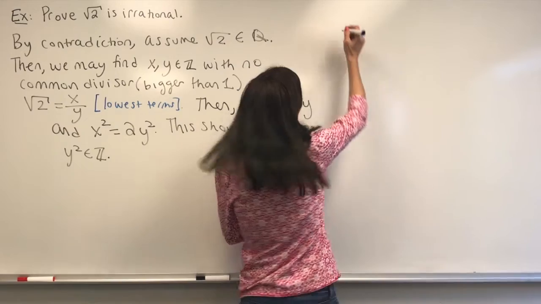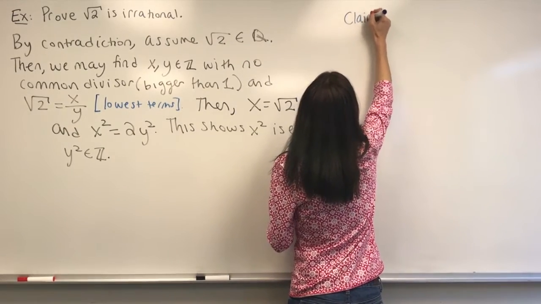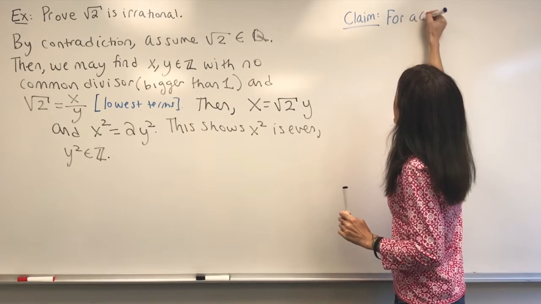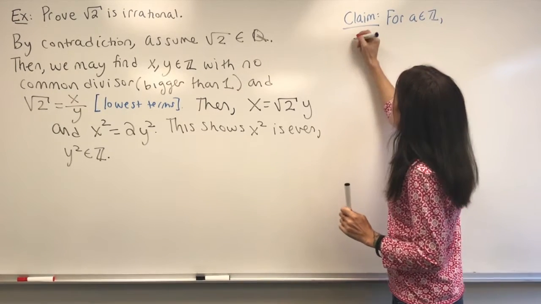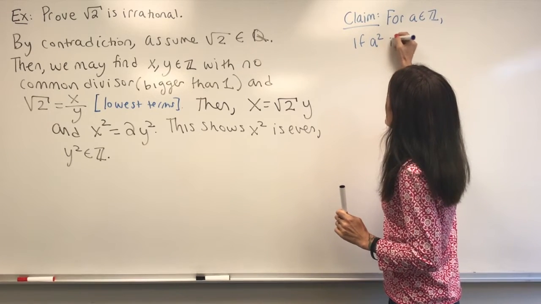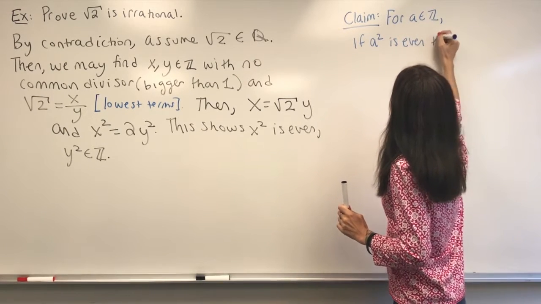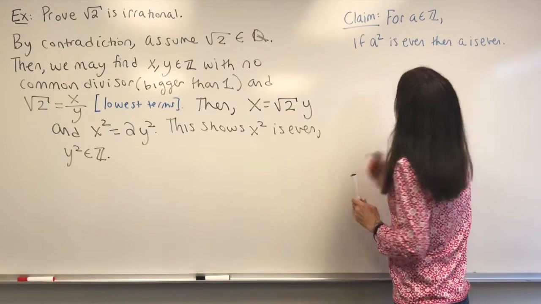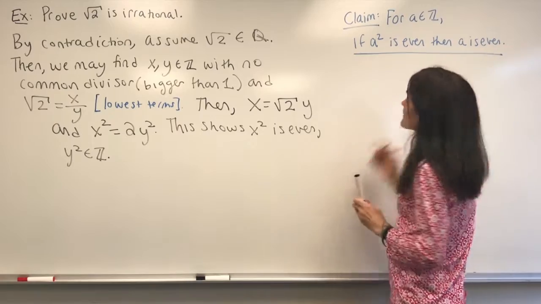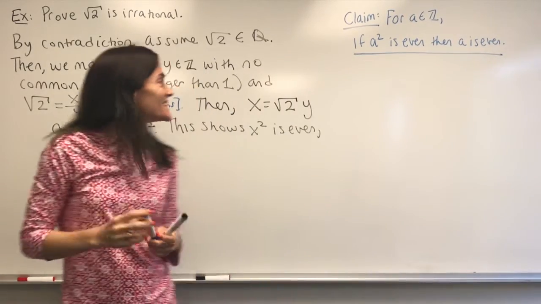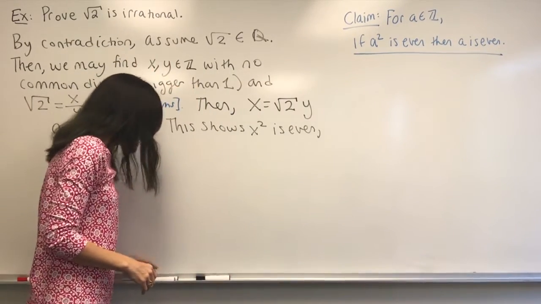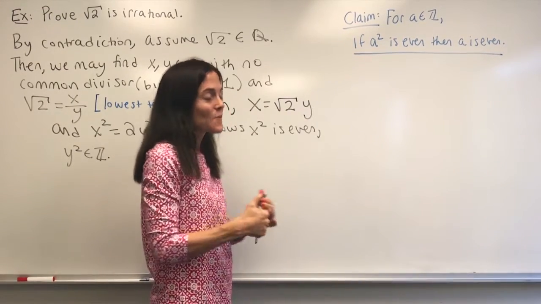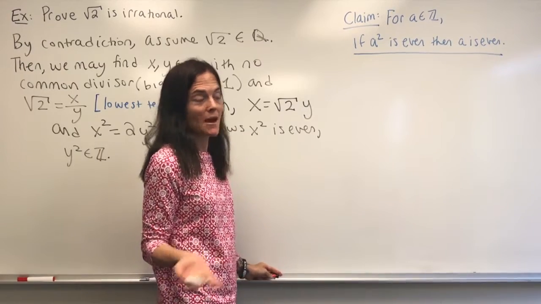I'll put a claim that I will use, and maybe call it A. If A squared is even, then A is even. Okay, this is true. And the cool thing is that we've actually proved it. So let's take the moment to see why we've already proved this, and you may not know it.